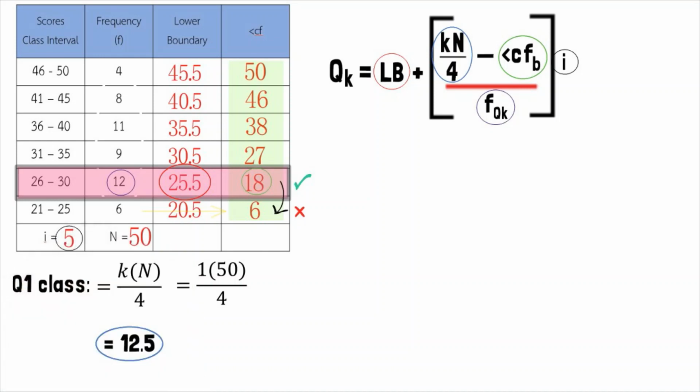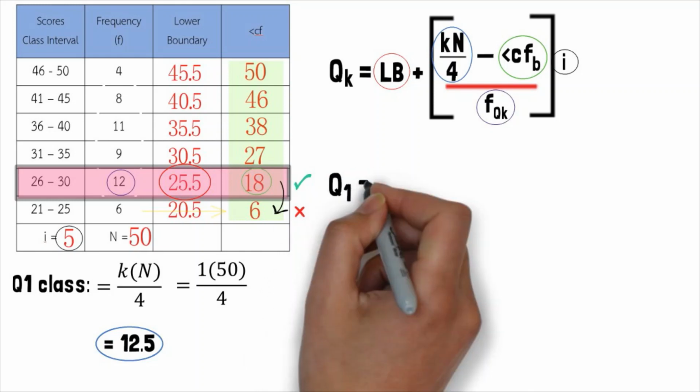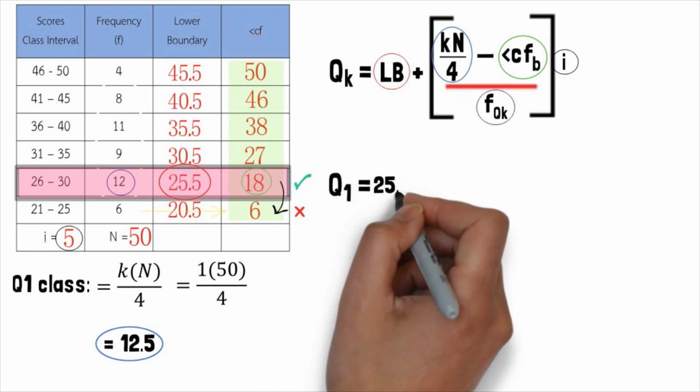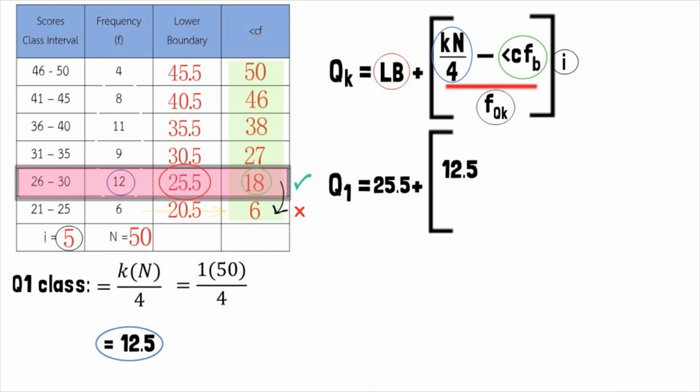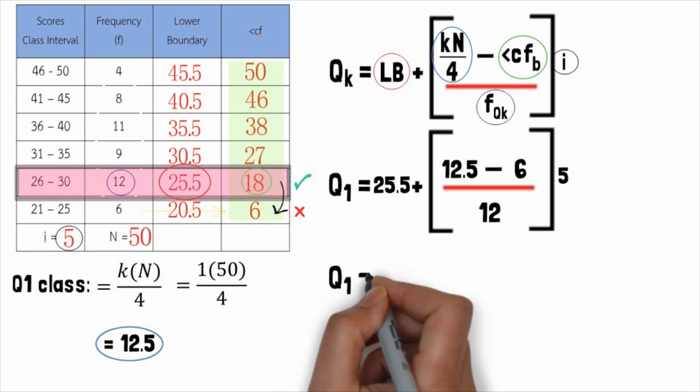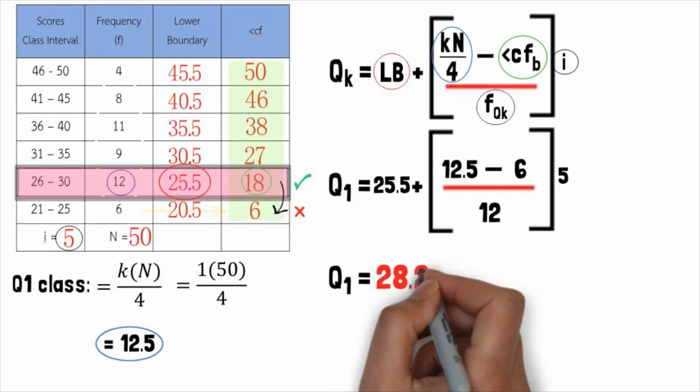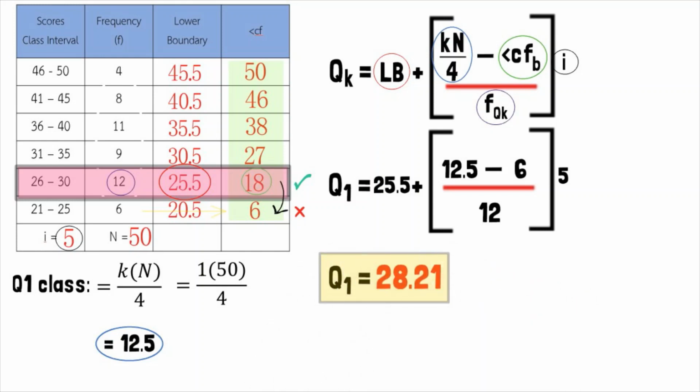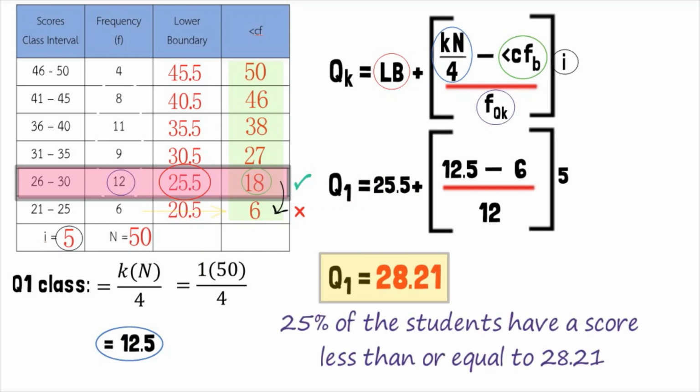So substituting these values, it will give us Q sub 1 is equal to 25.5 plus the quantity 12.5 minus 6 divided by 12 times 5. So simplifying it further, it will give us an approximate value of Q sub 1 equals 28.21. So kung i-interpret natin yung ating sagot, that is 25% of the total number of frequency has a score which is less than or equal to 28.21.